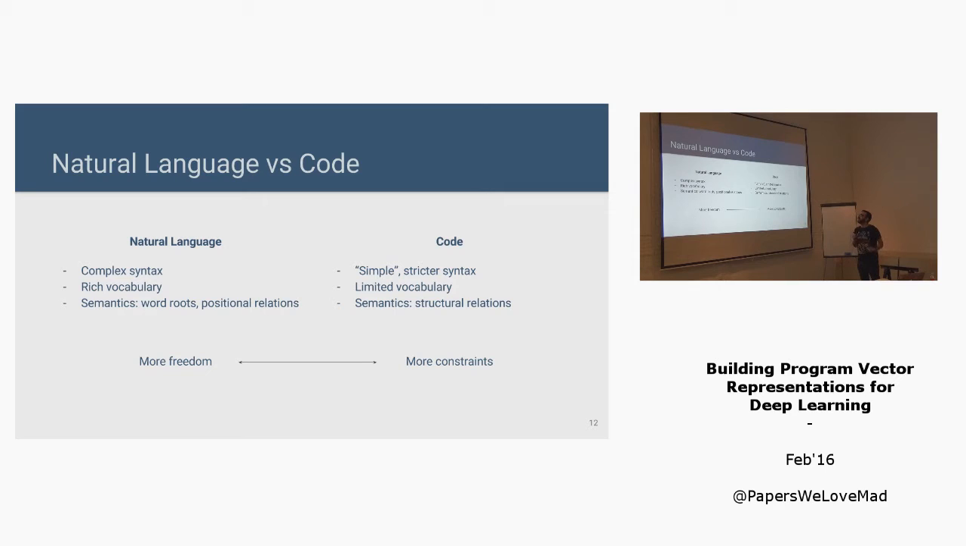Vocabulary in language is much bigger than in code. In code you have maybe 20 reserved words, 50, 100 if you are doing C++, but it's still very limited. And also related to that, in natural language, words that are similar are usually related.